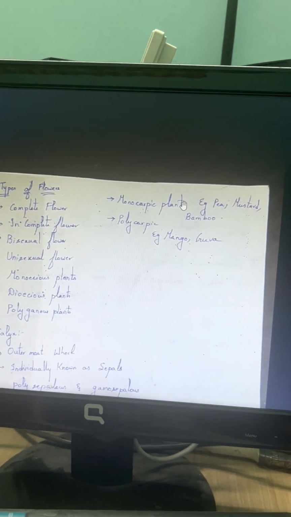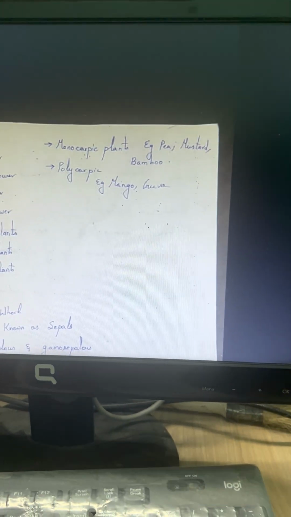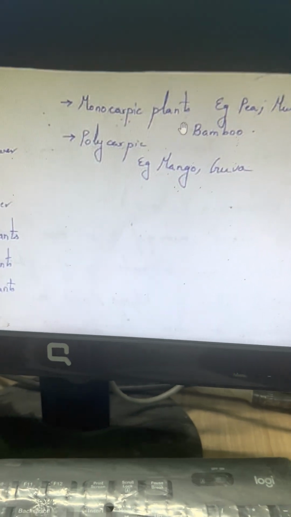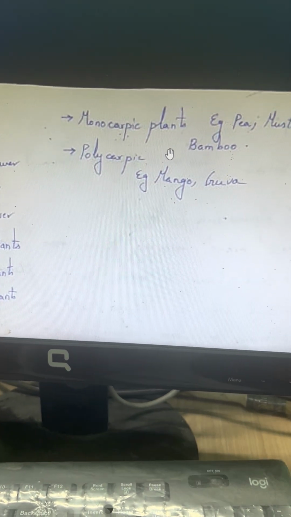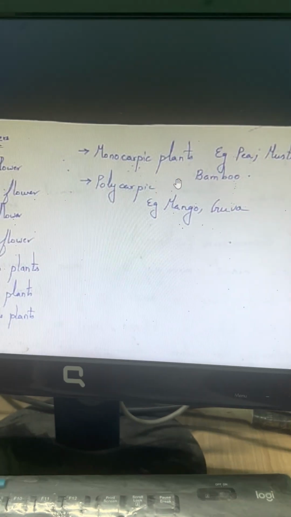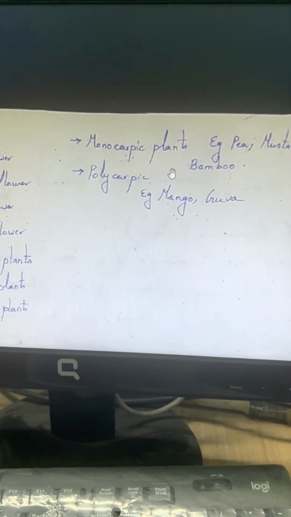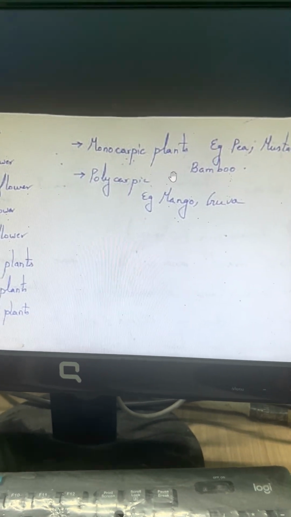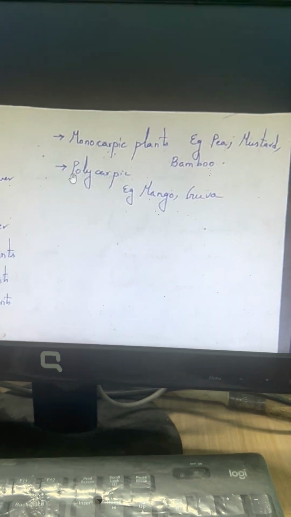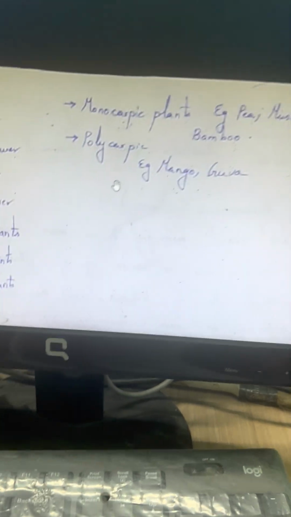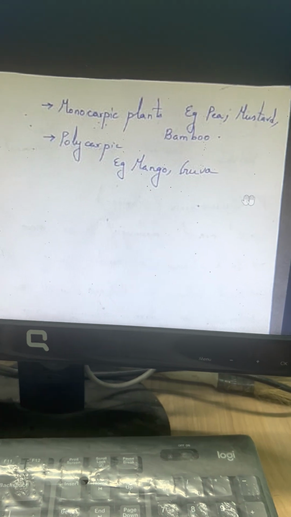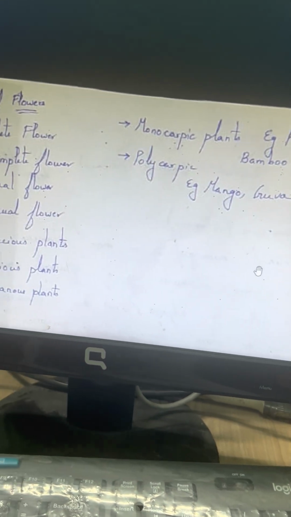Then we have the monocarpic plant and the polycarpic plant. A monocarpic plant means the plant which gives fruiting only once in its lifetime. After you get a fruit from that plant, the plant dies. There is no more yield from the plant. Examples are pea, mustard, bamboo. Whereas polycarpic means they keep on giving fruits. They reproduce and produce fruits again and again. Examples are mango, guava, etc.